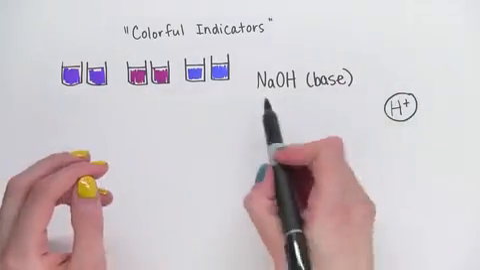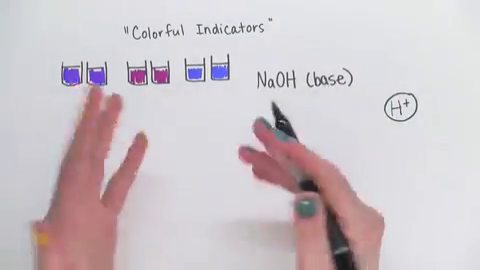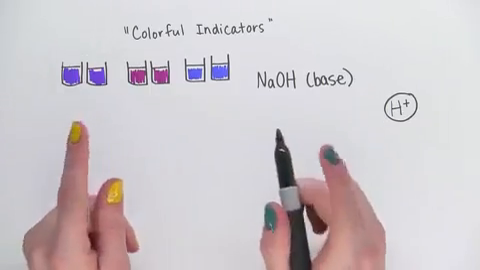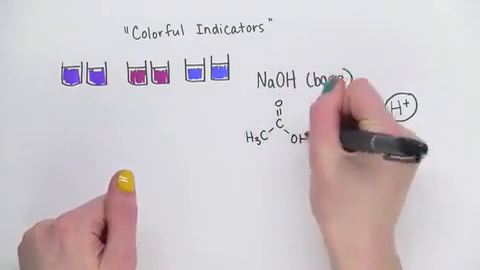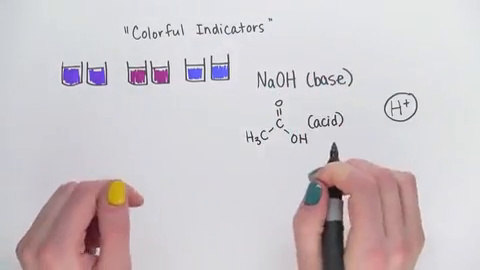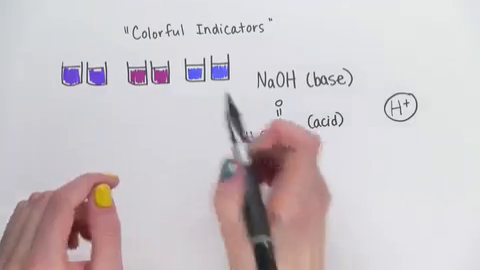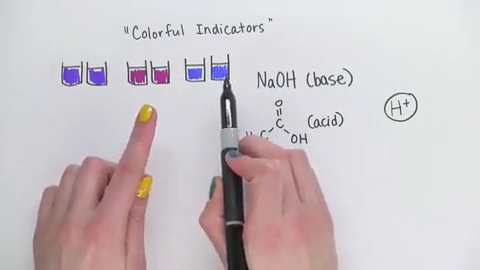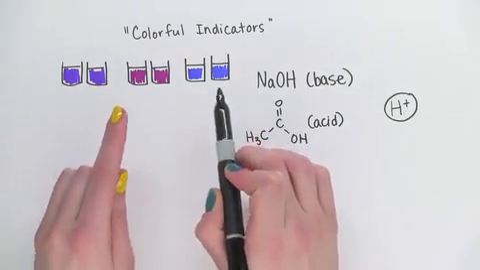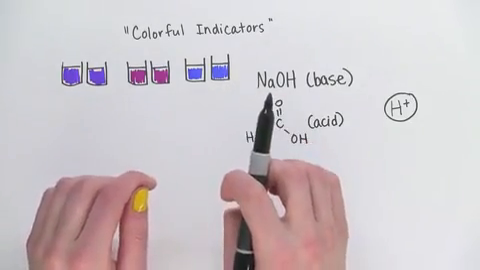Here's some examples. Sodium hydroxide is a base. It's used to make soap. And acetic acid, which looks like this, makes vinegar sour. All right, so let's look back at our cylinders here. This first set of cylinders contains the indicator bromothymol blue. Let's take a look at the spectrum.